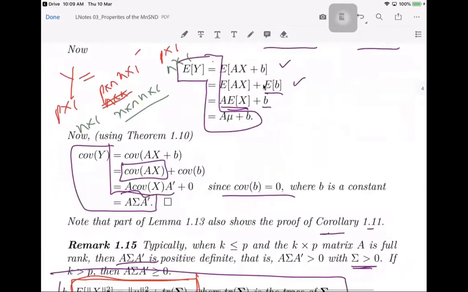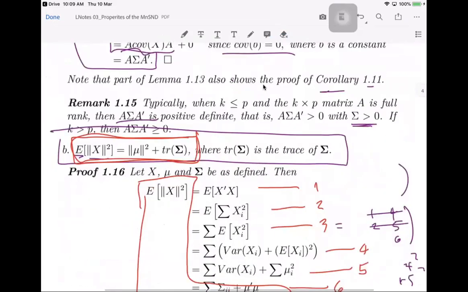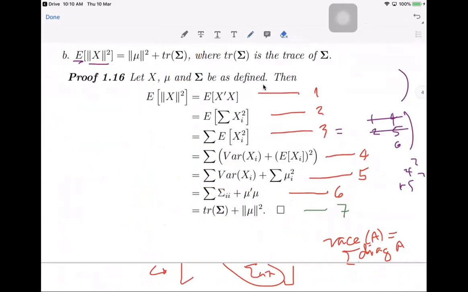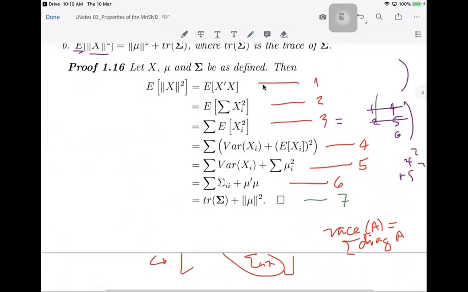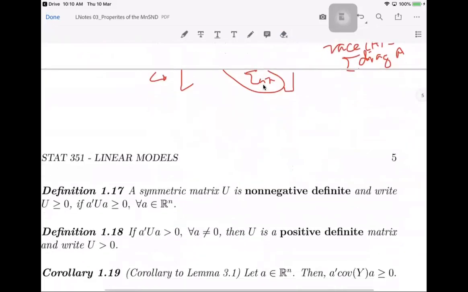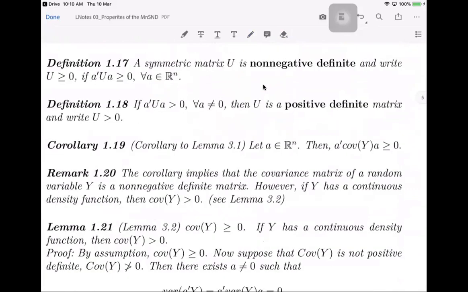Okay, so in this proof, I have lines 1, 2, 3, 4, 5. Do you have questions on which line you did not understand? None? Anything? So I will assume that's okay. The proof is okay. Let's look at these definitions here.